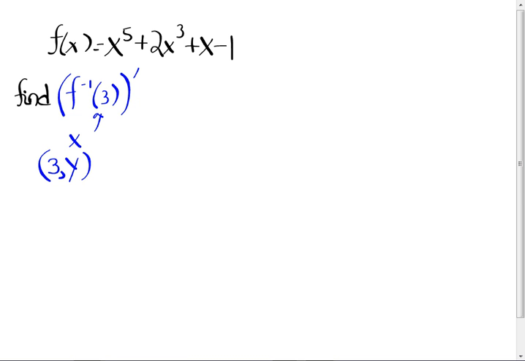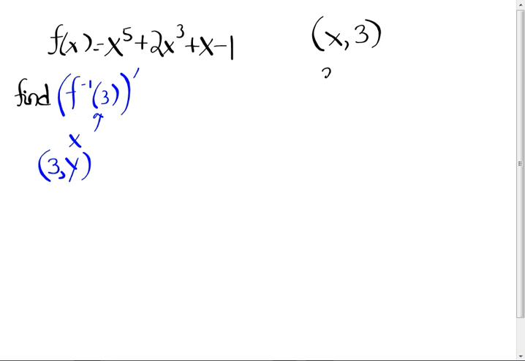So if I go back to the original function, what do I do with x and y? I switch them. So then this is my x-coordinate here, and my y-coordinate will now be 3. I think that's tricky. This is the x-coordinate for the inverse, which is why it's in blue. So that's the y-coordinate of my original function.